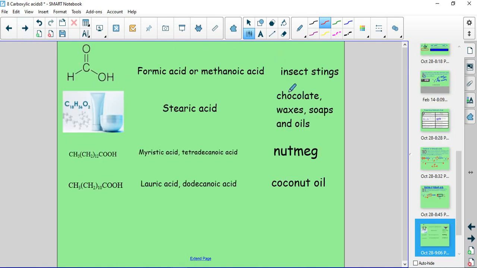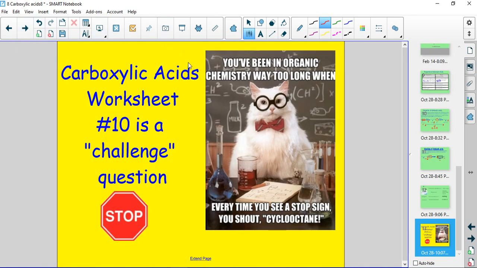Okay, a few more examples of where you can find carboxylic acids. You do not need to memorize this. Notice it's not written in blue like most things are that we focus on. A few more interesting places where you find important carboxylic acids. Right, and here is your carboxylic acid worksheet. Pay attention to number 10. It's a good challenge question that we'll take up in class. Hope this helped.